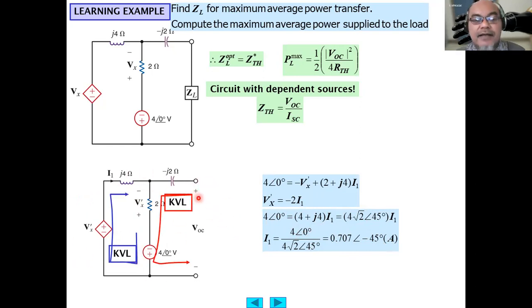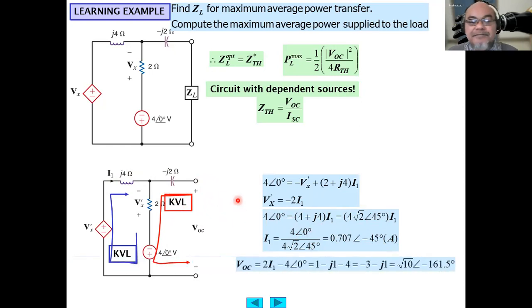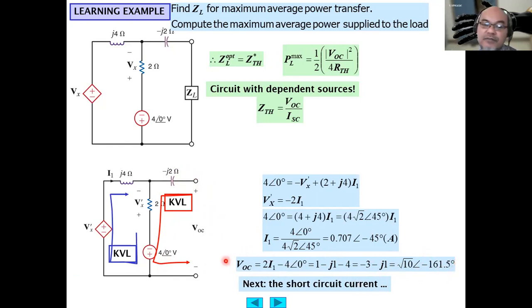KVL at the second loop here, so VOC will equal 2I1 at this 2 ohm, minus 4 volt. At this capacitor there is no current flowing, because it is floating, open circuit. No current flows through this capacitive component. So from here we obtain VOC equals -3 minus j1, or square root of 10 with a phase angle of minus 161.5 degrees. So we have obtained VOC.